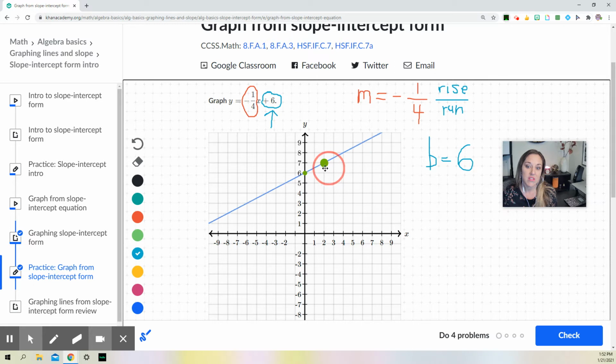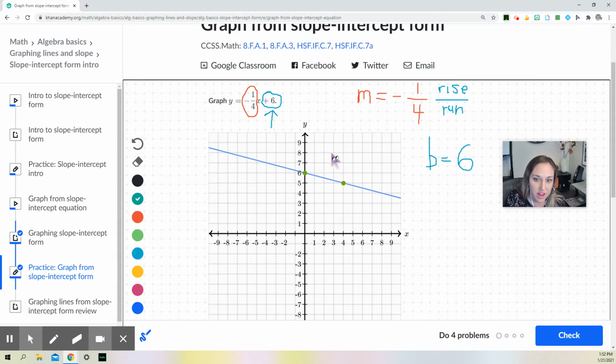So I like to take that other dot and go right on top of, or close to, where I was, and then I'm going to go down 1, to the right 4. 1, 2, 3, 4. And then I just double check. Is that a negative slope? Yes. And is the rise 1?